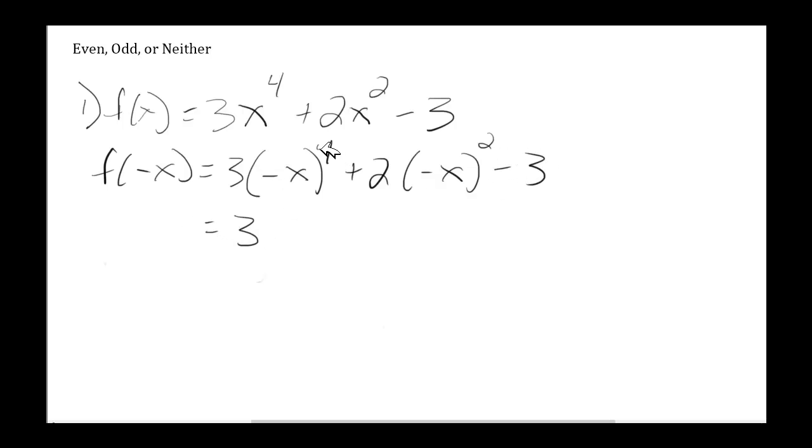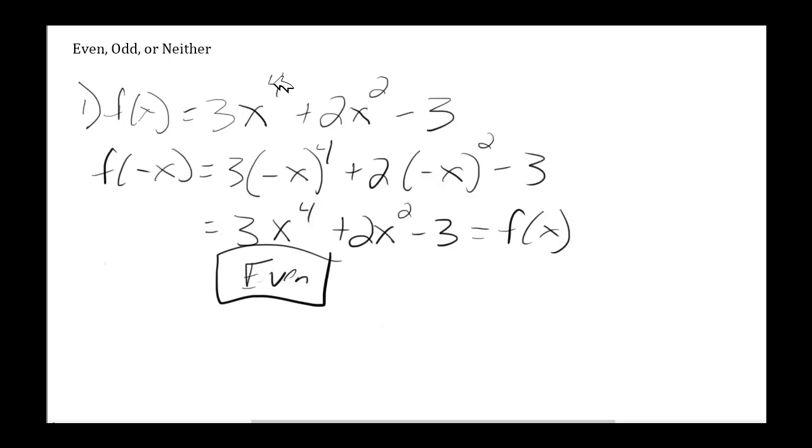So minus x to the fourth, this fourth power is going to turn it into x to the fourth, plus 2 times minus x squared is x squared. And what do we get? The exact same function out. Plugged in minus x, I got the function back again. This function is even. It's never a bad idea to look at the exponents either. So here, these are both even exponents. I'm not sure if that is quite a coincidence or not. Let's take a look at another one.